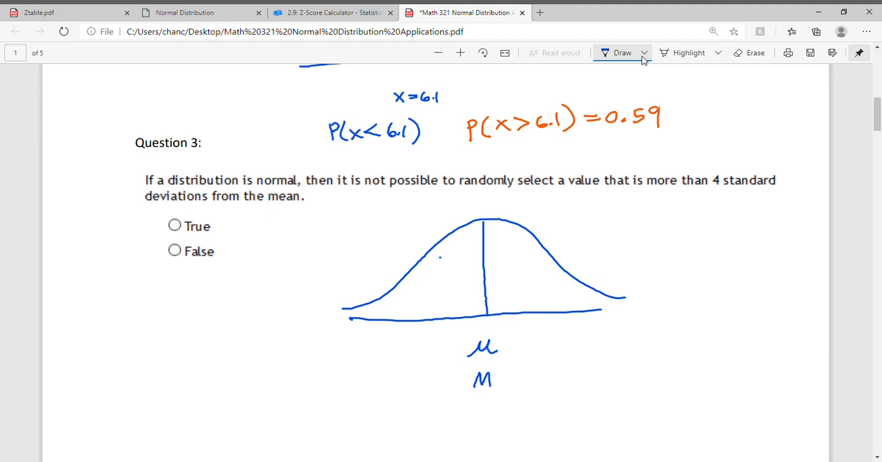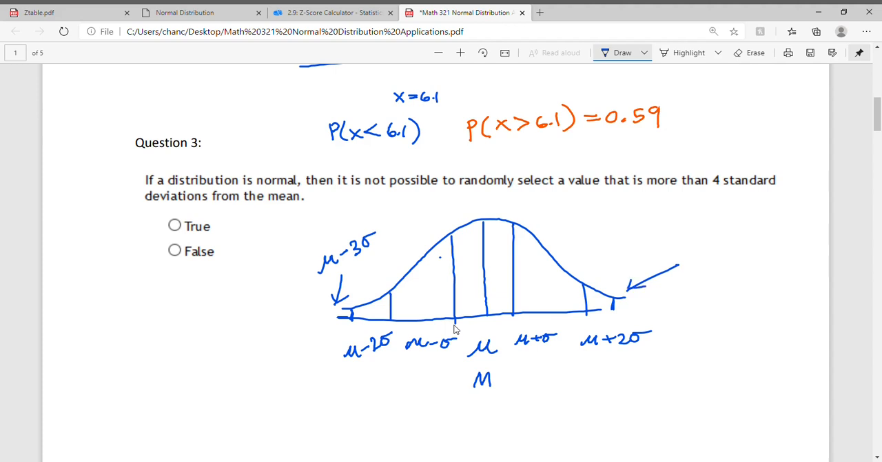Now, we know that we can have 1 standard deviation above the mean or 1 standard deviation below the mean. We could have 2 standard deviations where it's mu minus 2 sigma below the mean or mu plus 2 sigma above the mean. And we have also done in our class 3 standard deviations below. We have done mu minus 3 standard deviations, and of course we have already done mu plus 3 standard deviations. Within 3 standard deviations, it was 99.7%. Now the question is, can we have 4 standard deviations?